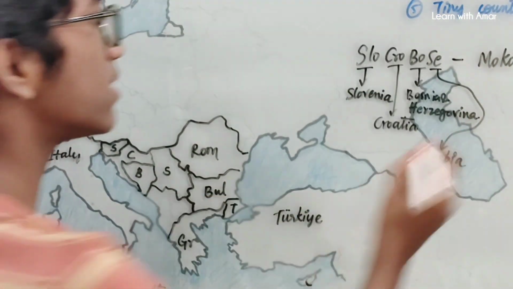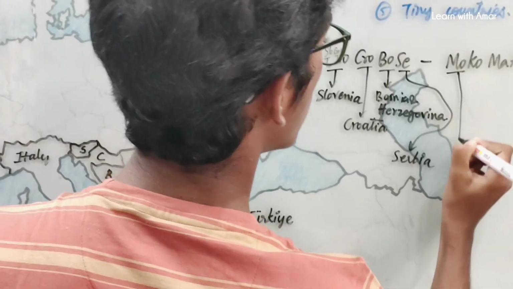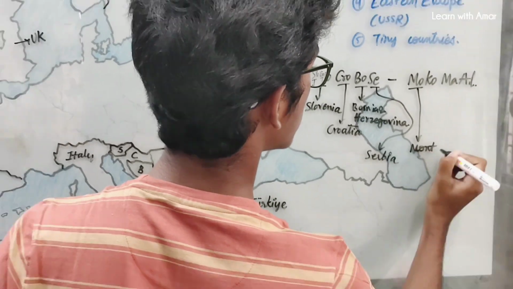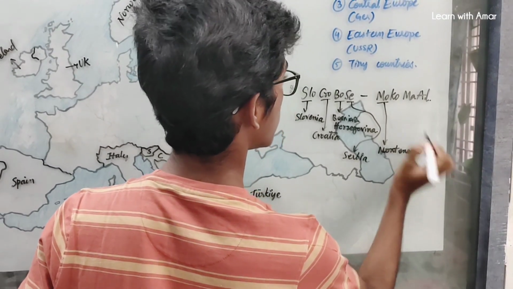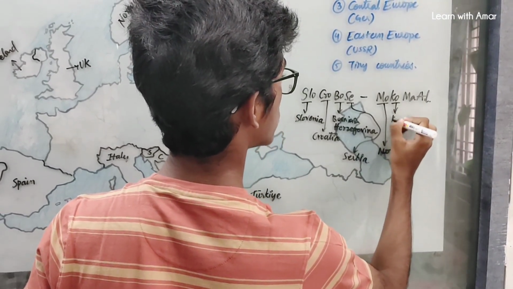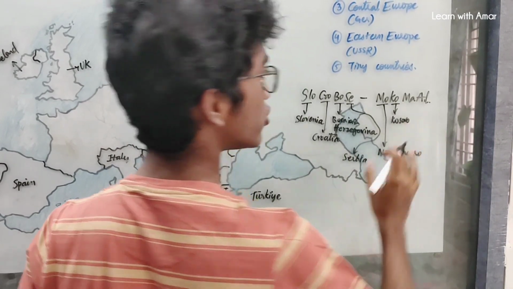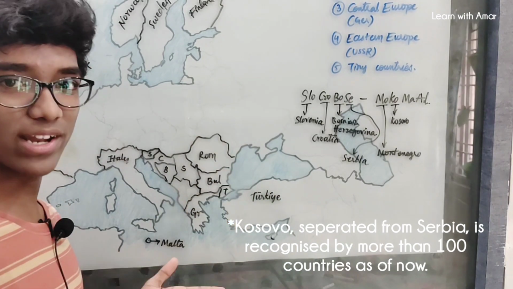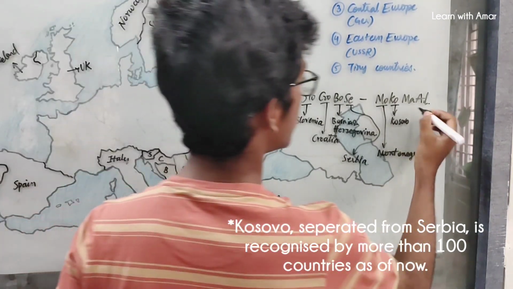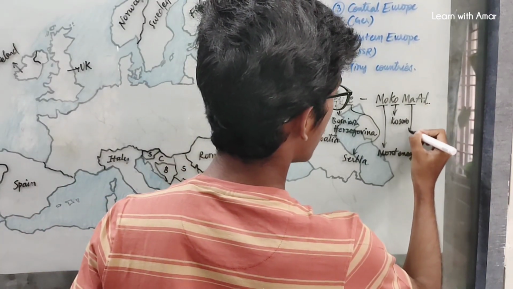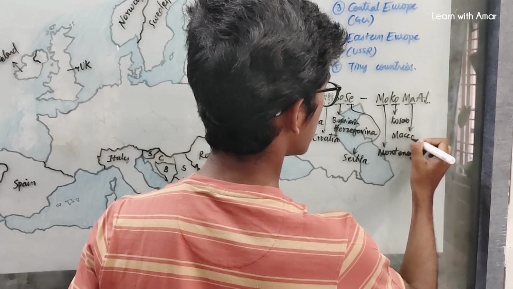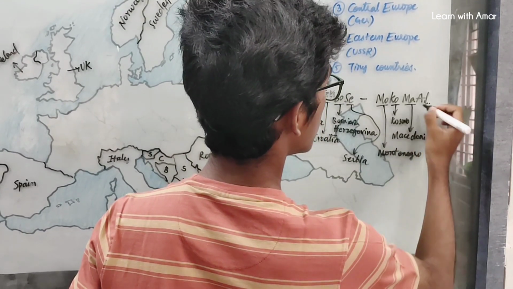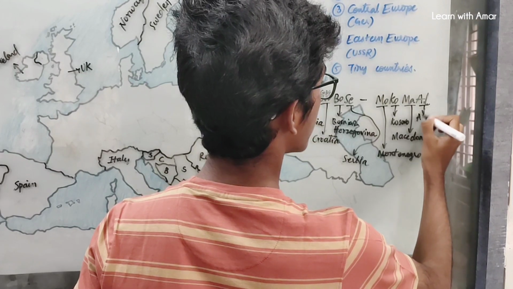Next, the second part, Mo for Montenegro, Ko for Kosovo. Kosovo is a disputed area. It is not recognized as a sovereign state by many of the countries in the world. Next, Ma for Macedonia and Al for Albania.